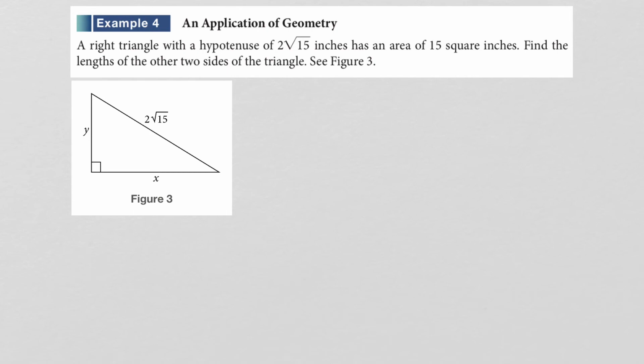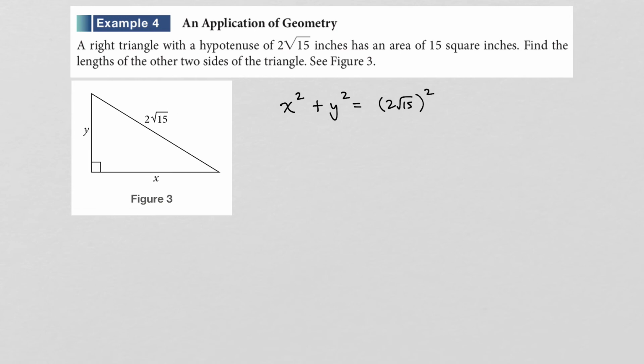Okay, so what do we know about x and y? Well, one thing we know is the Pythagorean theorem is always true for a right triangle. And the Pythagorean theorem says if you take this leg and you square it, plus you take this leg and you square it, you get the hypotenuse squared.